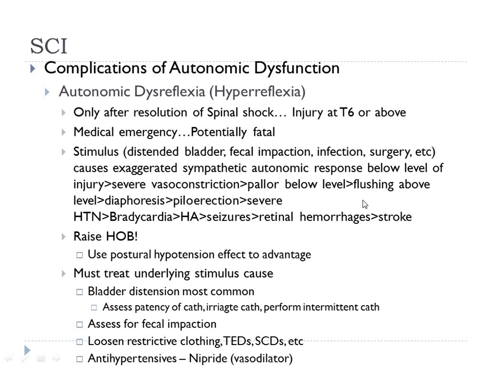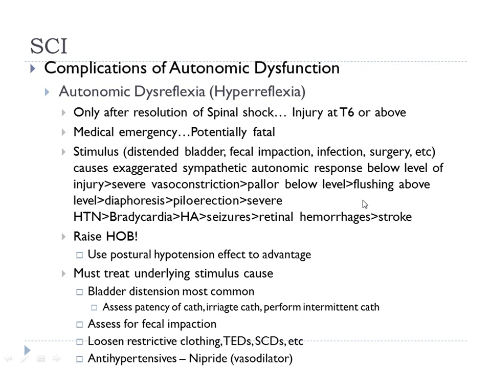Your first intervention, if you assess that a patient is going into autonomic dysreflexia, is to just raise the head of the bed. Because often, when patients have these spinal cord injuries, changing their position very quickly does what? Drops their blood pressure, right? So hopefully we can get that reaction out of them by raising the head of the bed, and hopefully we can get their blood pressure down a little bit.